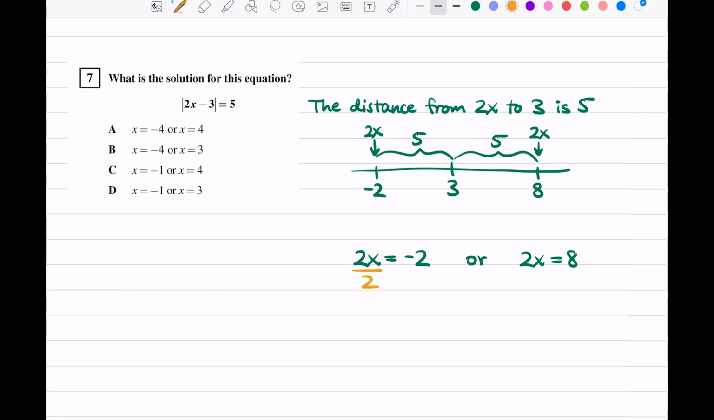We can divide by 2 on both sides, and we get x equals negative 1, or dividing by 2 on the other side, we can get x equals 4. And looking at our answer choices, that would be C.